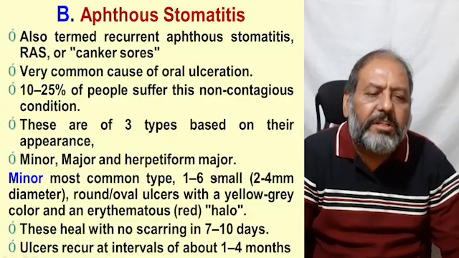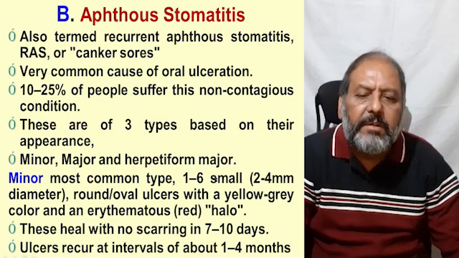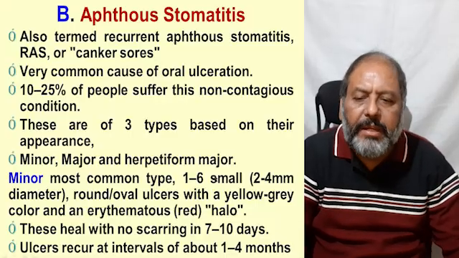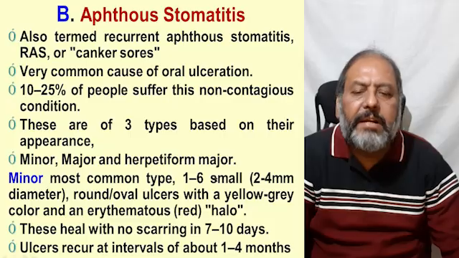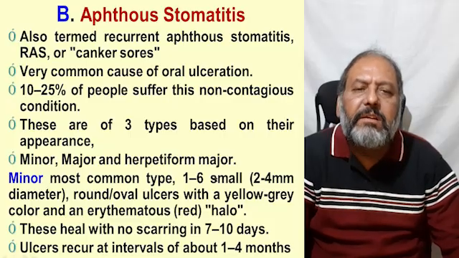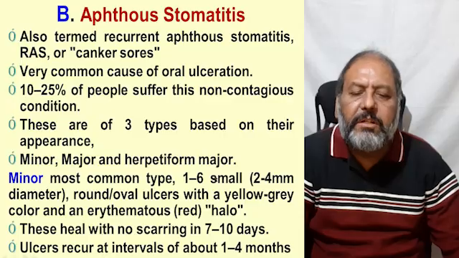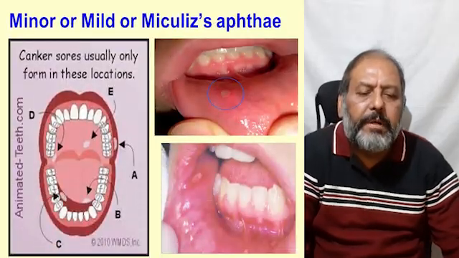These are 1 to 6 small, about 2 to 4 millimeter diameter, round or oval ulcers with a yellow-gray color and an erythematous red halo. These heal with no scarring in 7 to 10 days. Ulcers recur at intervals of about 1 to 4 months.